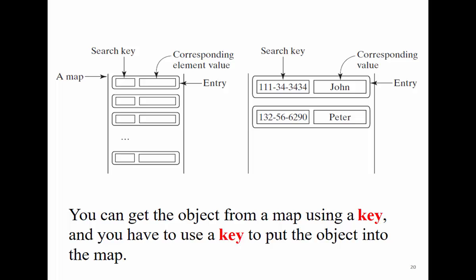Here is an example of a map. We have the key and the value. The key and the value together form one entry. So this is the number and the name, both key and value as one entry inside the map.